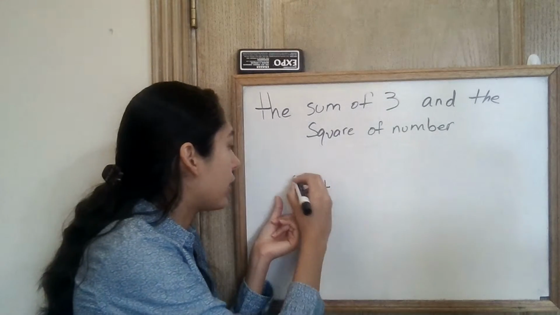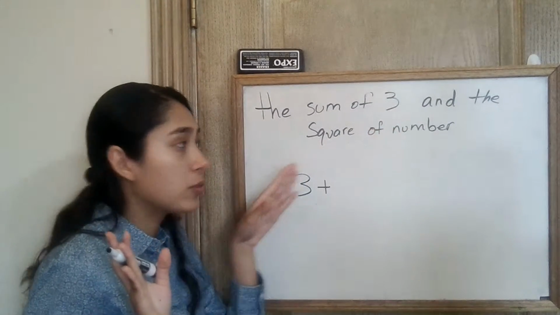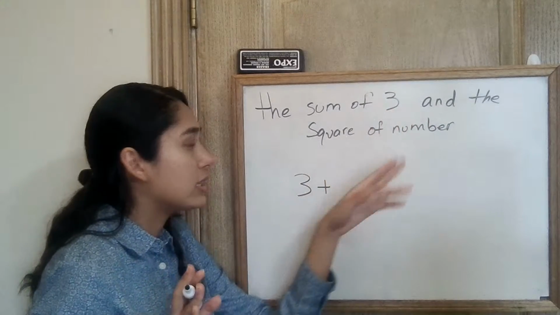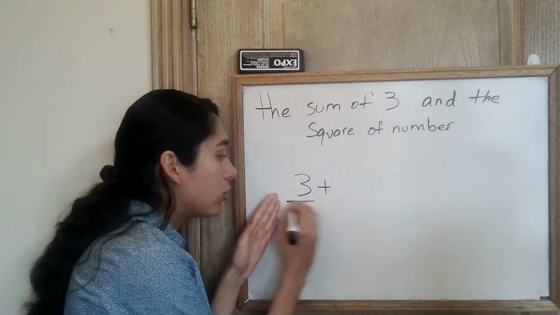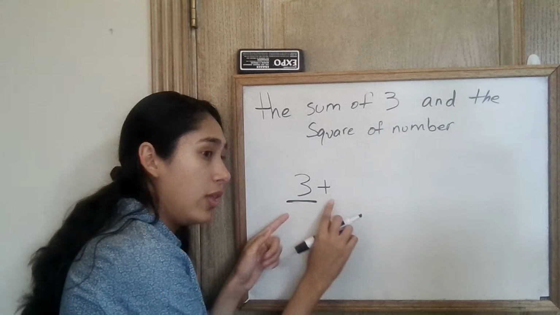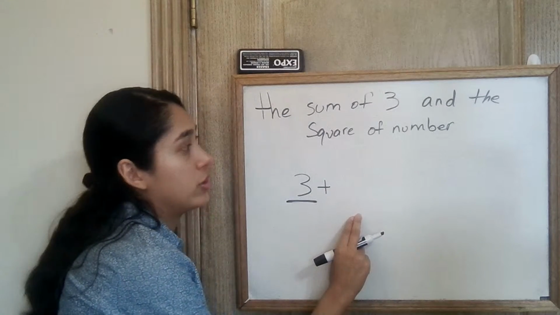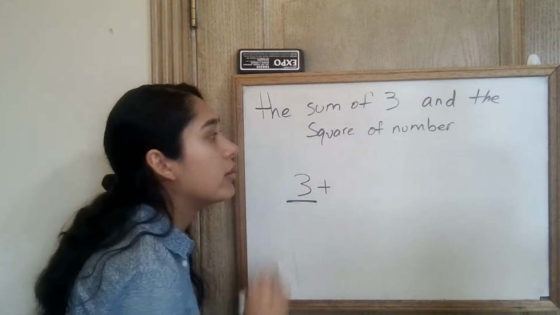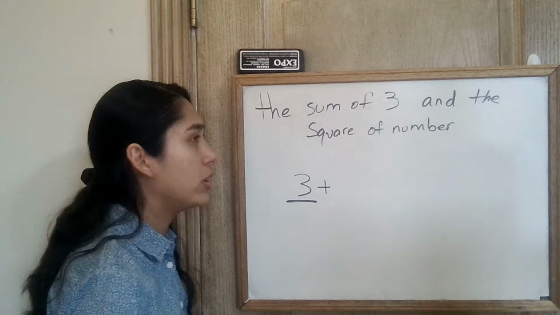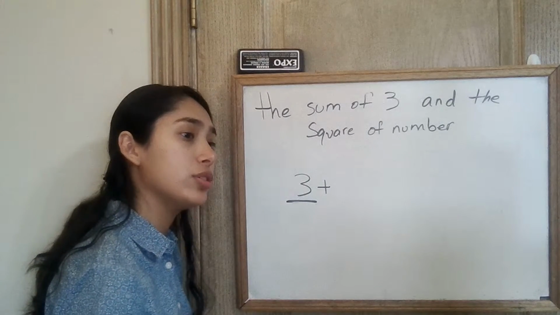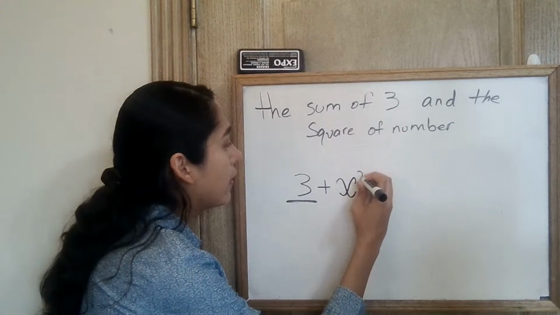So sum of 3, okay, it's going to go right here. And then it's separated by the word and. The word and says, hey, we're done with the number or variable we're putting on the left side of the operation. Now we're going to talk about what's on the right side of the operation. So now what we have is the square of a number. We know when we're talking about the square of something, it's something to the power of 2. Oh, okay. So what it's really talking about is x squared.